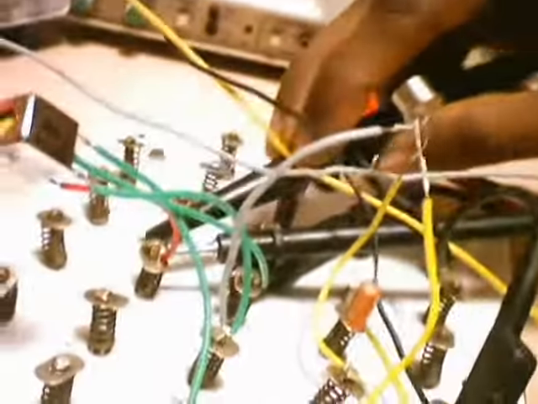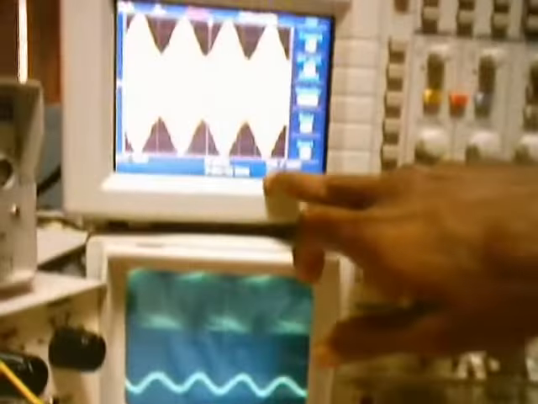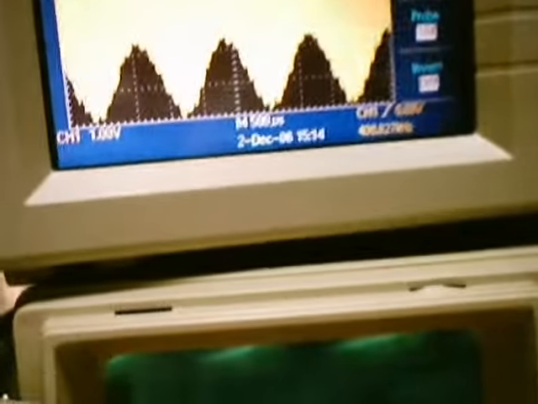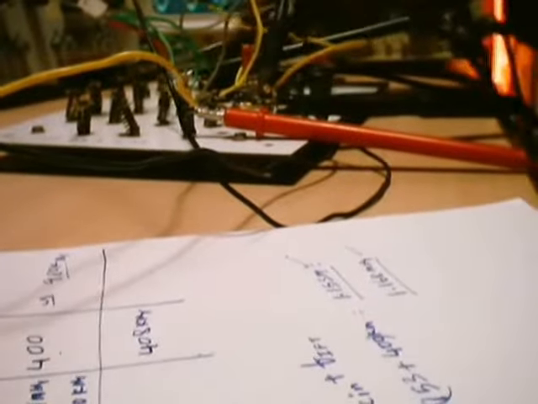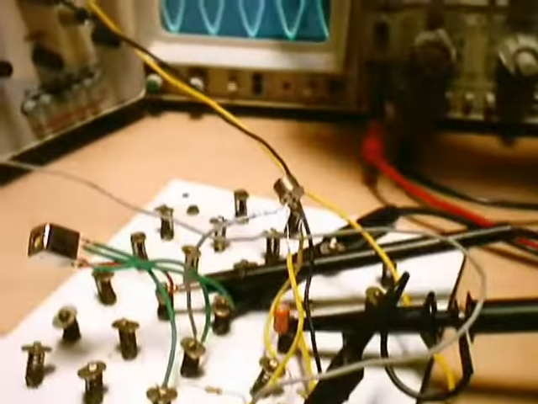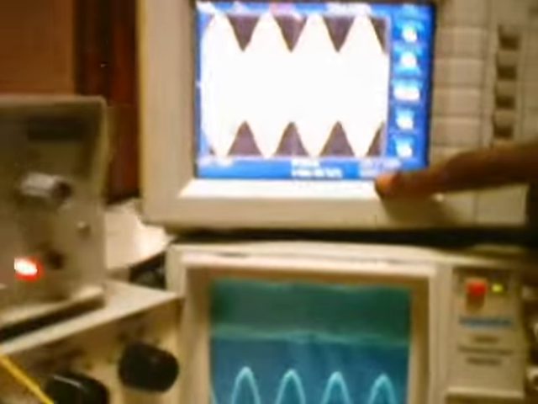So my input frequency is 269. Let us first measure the output frequency. You can see it is 408 kilohertz. Then we shall measure the FLO frequency. FLO frequency should be the sum of FC in plus the IF. As you can see here, it is coming out to be 653.9 kilohertz.